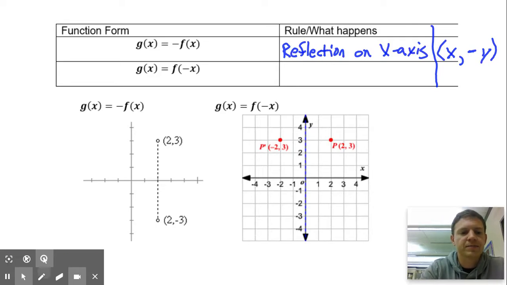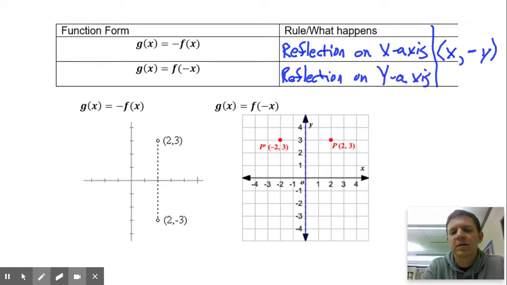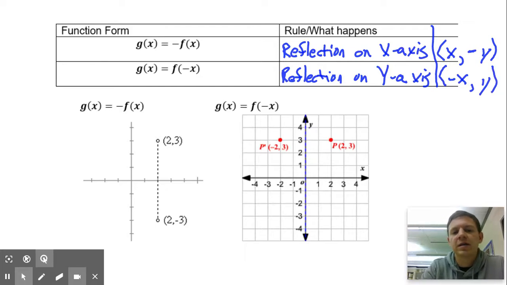The next one, our negative is inside of our function next to the x. And what that's going to do is have a reflection across the y-axis. And so what that does is it changes the sign for the x, and the y stays the same. We can see that again on the second graph.